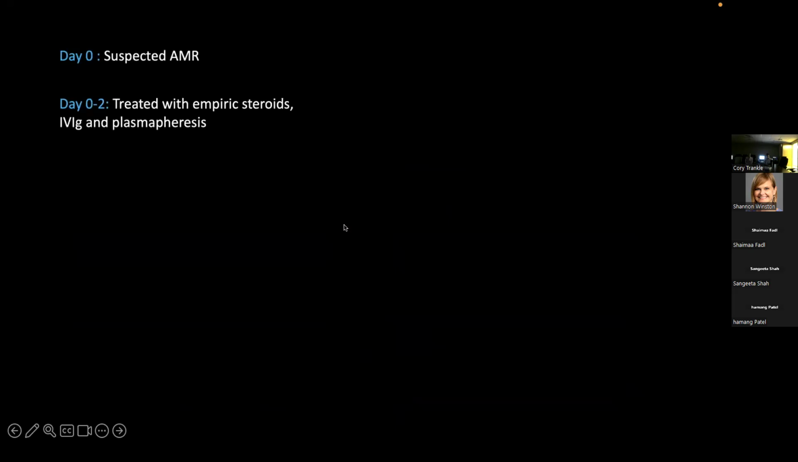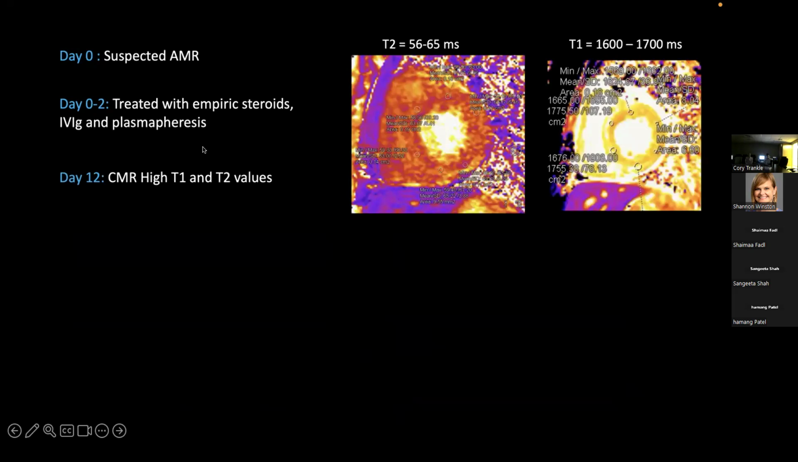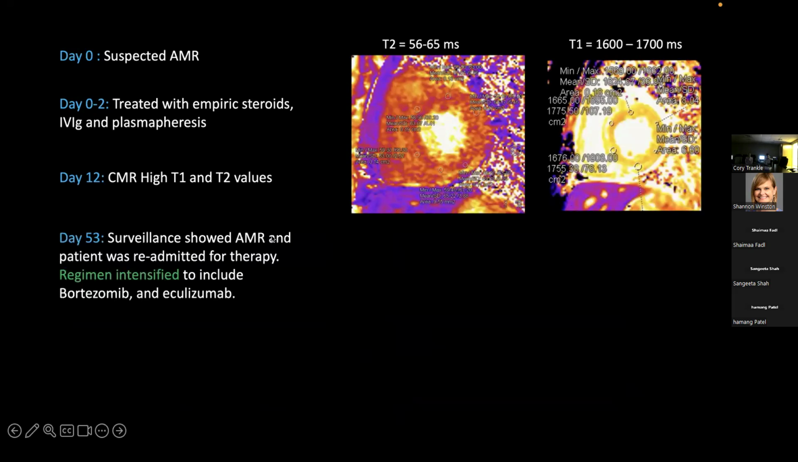So let's review what happened to this patient. Day 0 from the hospital, the patient was suspected to have rejection, antibody-mediated rejection. And she was treated with empiric steroids, IV immunoglobulin, and plasmapheresis. On day 12, CMR was done, and it showed high T2 and T1 values. Then, between day 12 and 53, a biopsy was done, it was negative, and the patient was discharged.